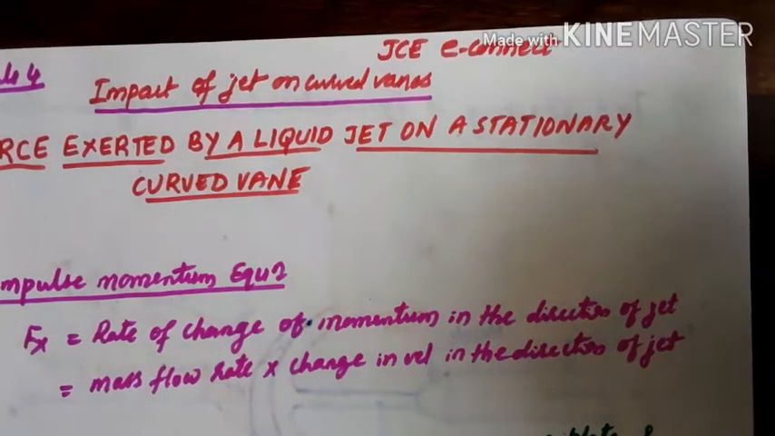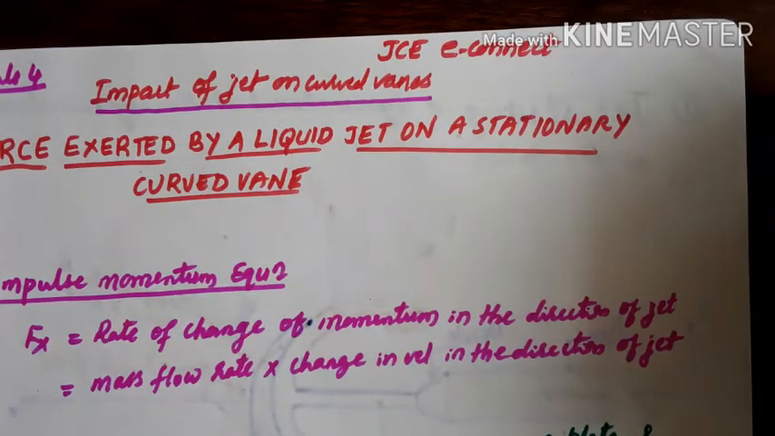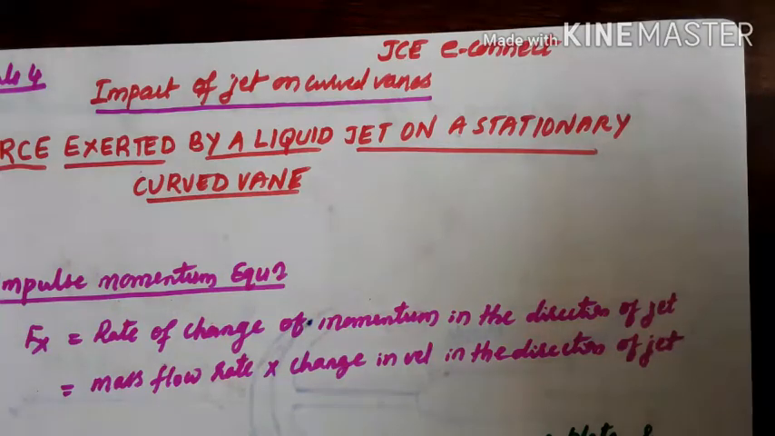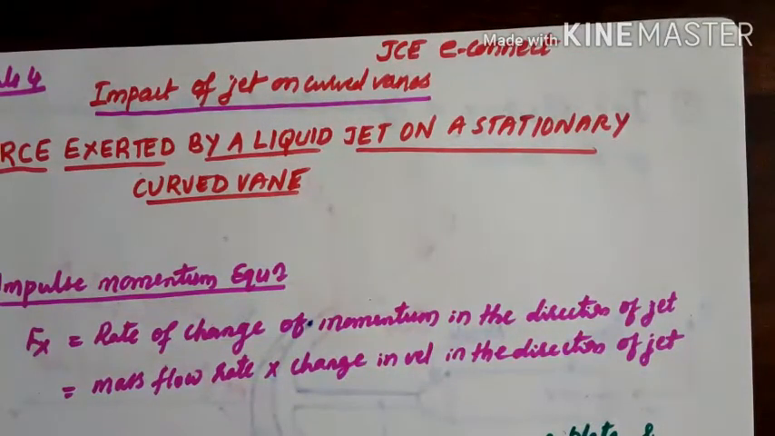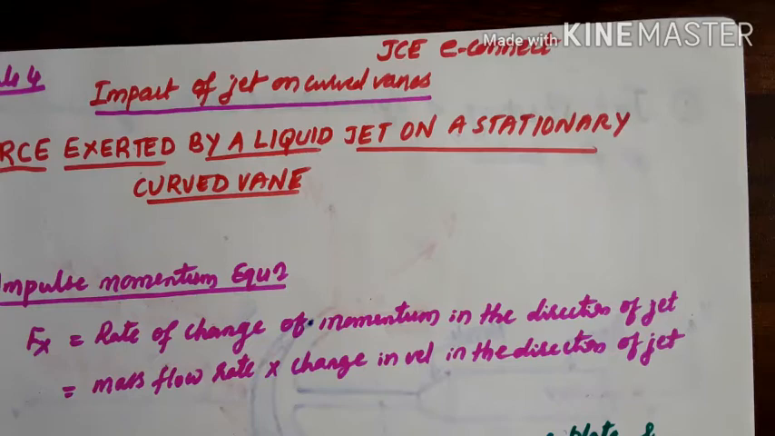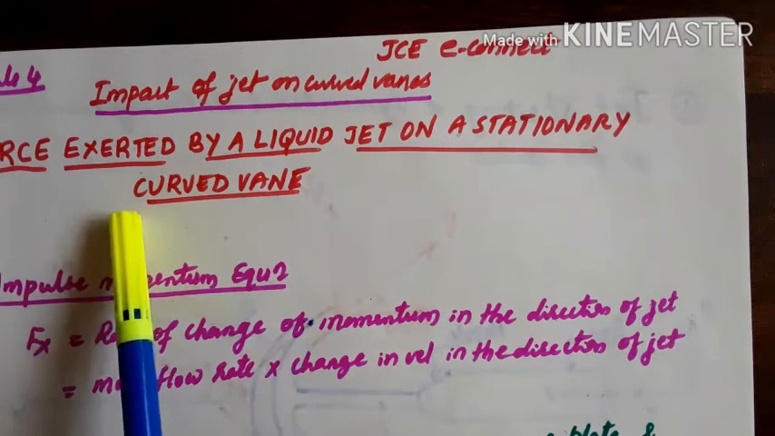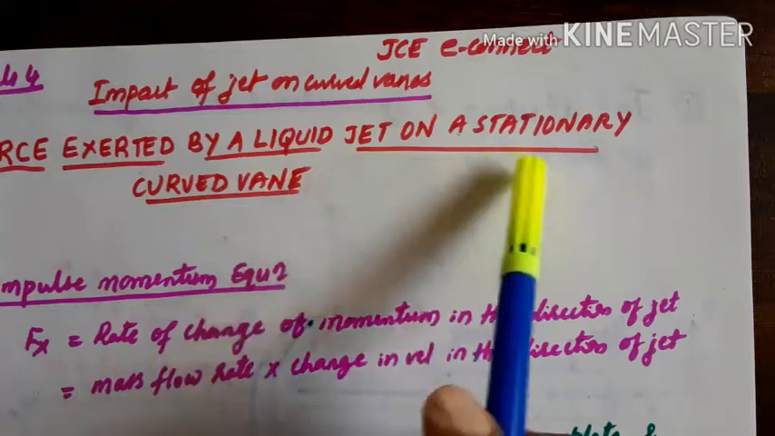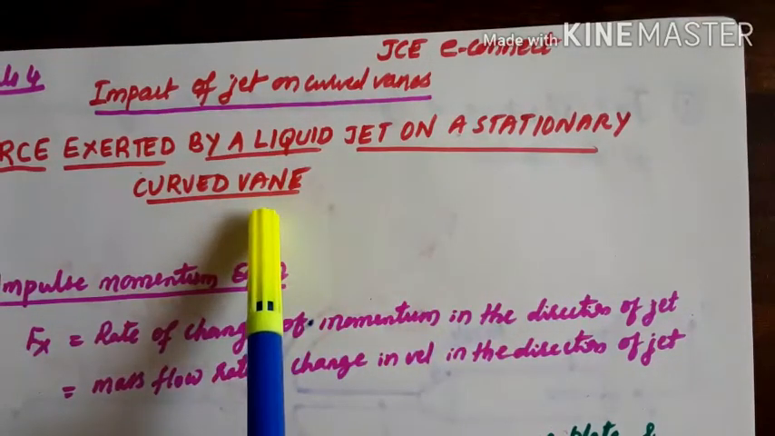In the previous lecture, we started module number 4, that is impact of jet on curved vanes. There we discussed the impulse momentum principle and some of the basic concepts used for the analysis of the hydrodynamic force. So in this particular lecture, I'll be taking some cases, that is force exerted by a liquid jet on a stationary curved vane.